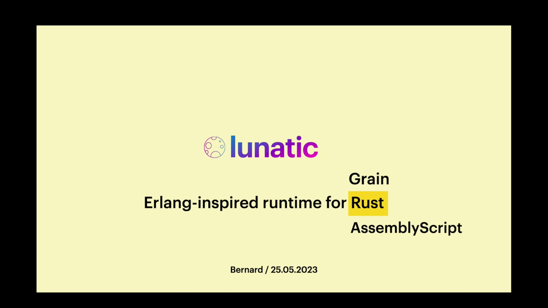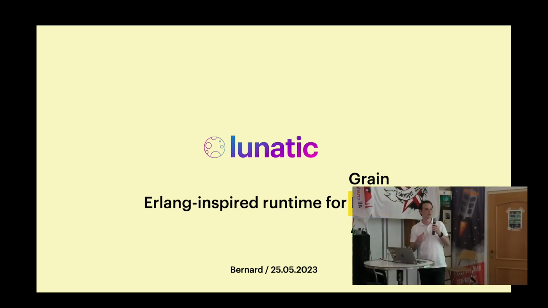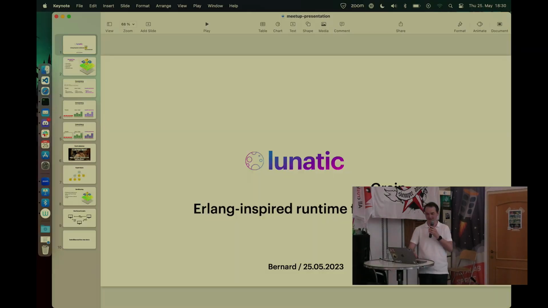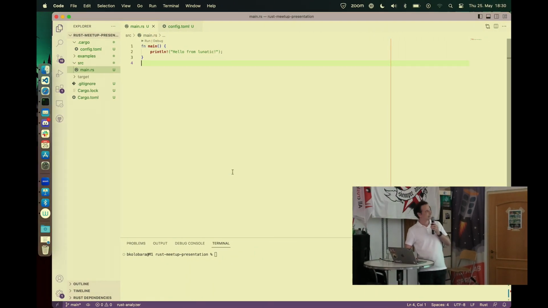Actually, the runtime itself is written in Rust, but I'm not going to be talking about the implementation details of the runtime. I'm going to be talking about how you build applications, compile them to WebAssembly, Rust applications, and then run them on top of Lunatic, and what properties you can get out of it. To get started, I just wanted to show some code first. It's a bit small. I'm going to make it a bit bigger.